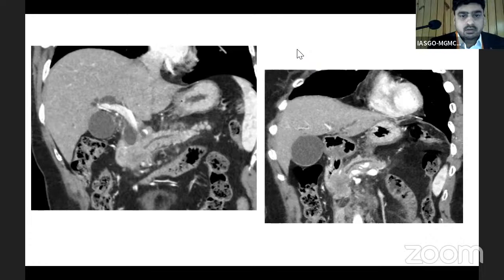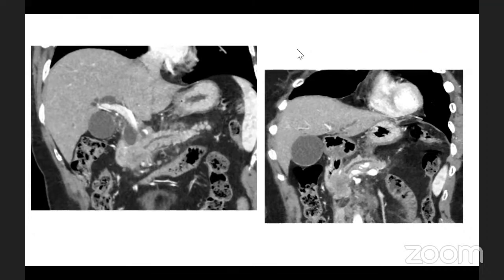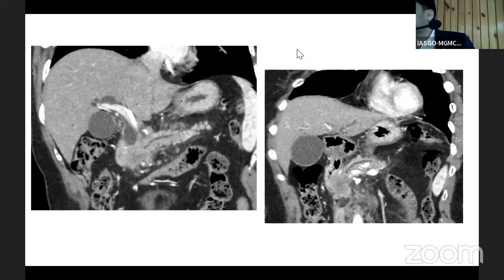There are no definite features. A tubercular mass can involve the pancreas, but often there is a conglomerate of necrotic lymph nodes around it. And sometimes we may find calcification in the region. So there are no definite diagnostic features.